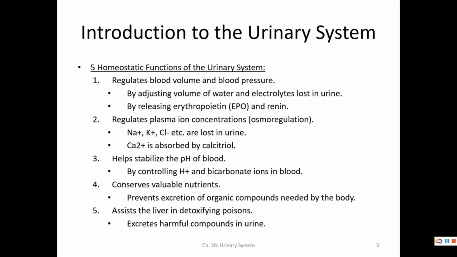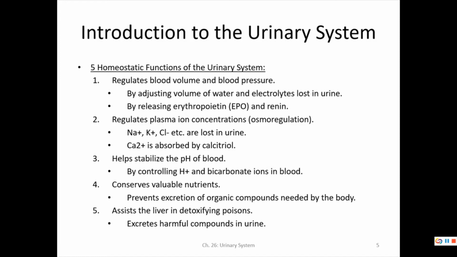Now, we also can help conserve valuable nutrients. For example, the body can actually prevent urinating glucose out and even help make glucose if our body is low in it. If we are low in amino acids, our body could preferentially retain them. Okay. Now, also, we help excrete harmful compounds. We help the body detoxify poisons. Now, the liver breaks it down into less toxic forms. Then our kidneys assist that by excreting those compounds, getting them out of the body.